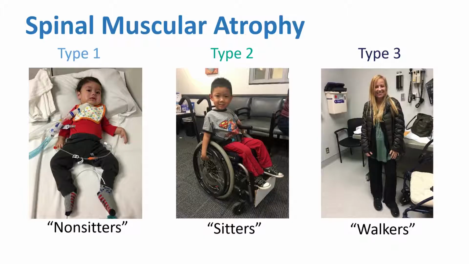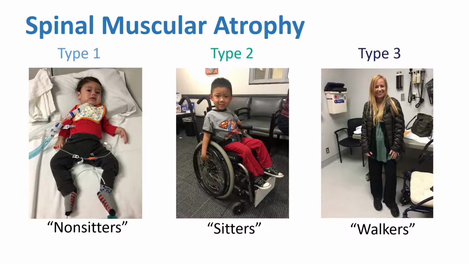And we group them into patients who sit but do not stand or walk, as well as the patients who are able to walk, the type 3 patients. And you see this broad spectrum of severity from an infant who cannot even really breathe on his own to an adult here. She's actually 43 years old in this picture, and she's able to stand and walk.